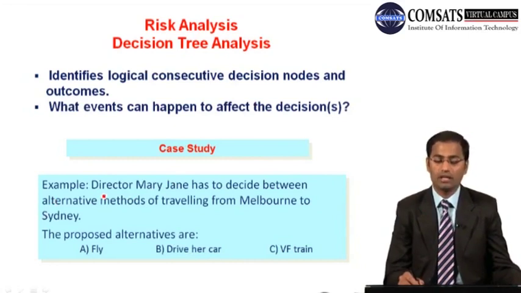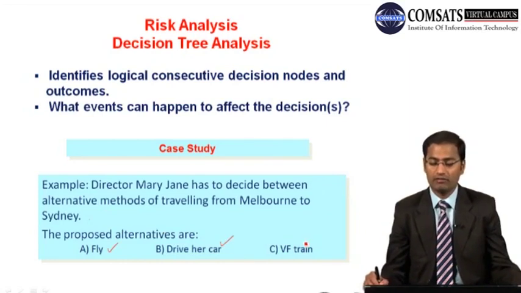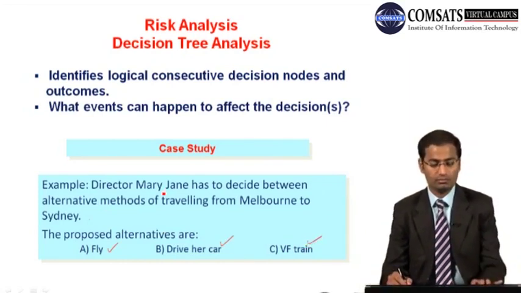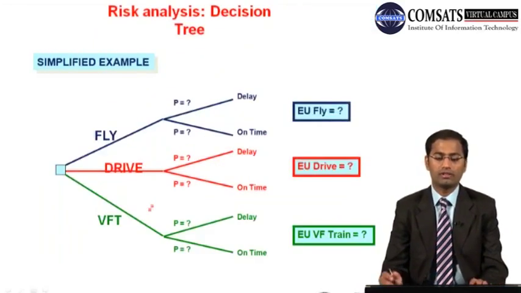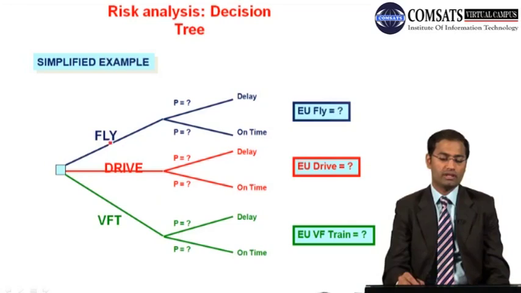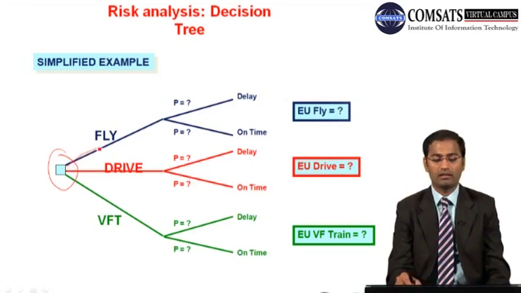Director Mary Jane has to decide between alternative methods for traveling from Melbourne to Sydney. The proposed alternatives are fly, drive her car, and train. So this is an example of a decision tree, okay? There is a node over there, and she can fly, she can drive, and she can use the train. There are two options as far as fly is concerned.